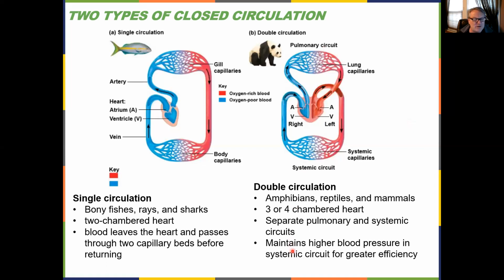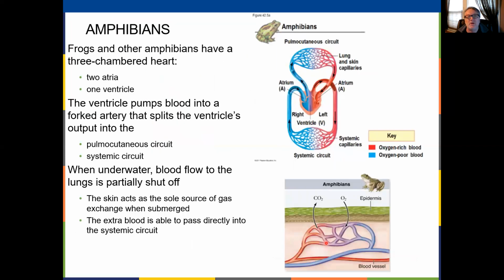This has a great advantage because it will maintain much higher blood pressure throughout the circuit for greater efficiency. So you're going to see this in the land-based animals and the birds, reptiles, all of those types of species. So let's look at a few examples of double circulations. Amphibian, reptile, and mammal have three different variations on the double circulation.